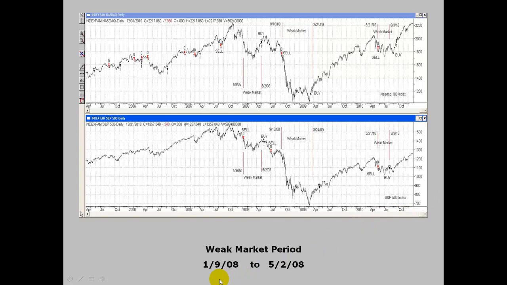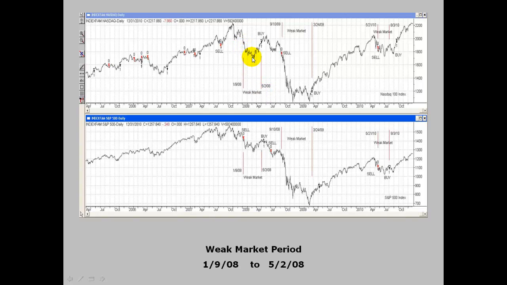The next serious market decline in this 20-year period occurred in 2008. Let's see how our model identified that weak market period. You can see in this upper panel a sell signal here, followed by another sell signal in the lower panel, identifying the beginning of a weak market period on January 9th, 2008. This weak market period stayed in effect until we got a buy signal in this upper panel, ending the weak market signal on May 2nd, 2008.